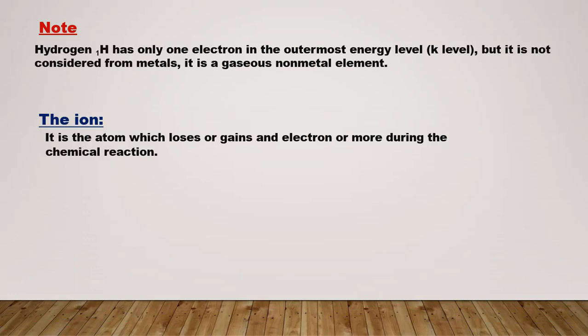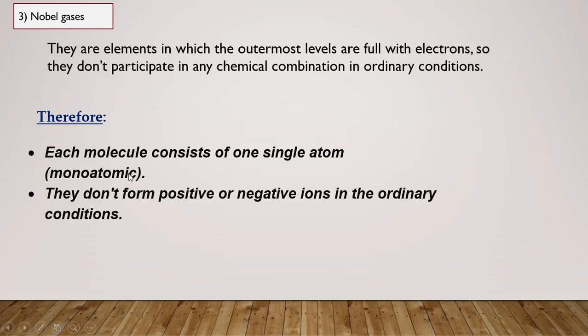So generally, the ion is the atom which loses or gains an electron or more during the chemical reaction. Again, the ion is the atom which loses or gains an electron or more during the chemical reaction.